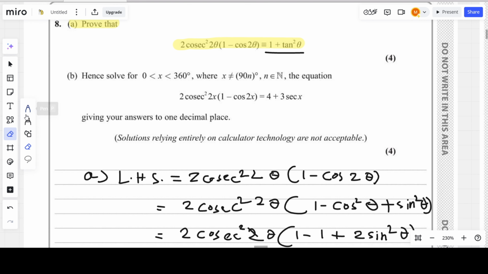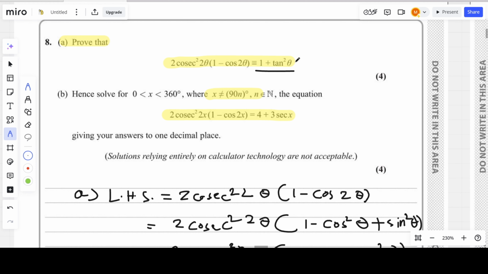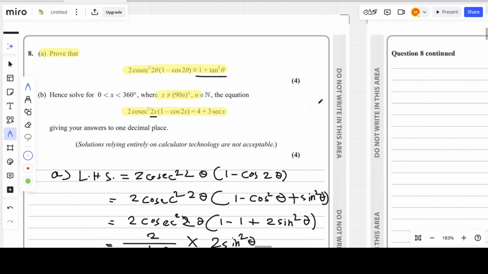Like this equation can be written as 1 plus tan square theta. They considered x in place of theta, so for part B in place of the left hand side we will write 1 plus tan squared x. It is equals to what? It is equals to 4 plus 3 sec x. So this is not a proof, this is basically solving an equation. So let's simplify it at first to a single trigonometric ratio.